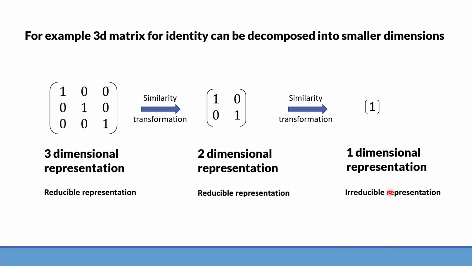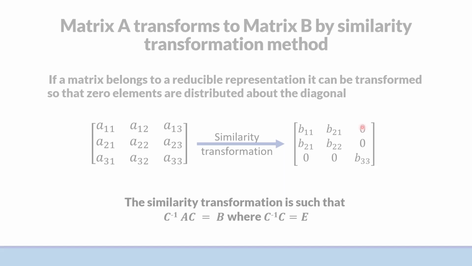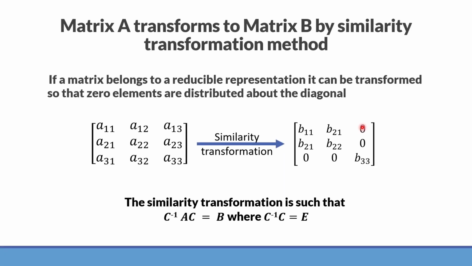So a 3D can transform into 2D and further into 1D. This kind of transformation is mathematically possible only using some techniques, and that technique is similarity transformation, as I have described. See, for example, there was a 3 by 3 matrix with 3 rows and 3 columns, and if it is possible to block diagonalize it, this is actually a 2 by 2 and a 1 unit matrix. This similarity transformation is such that C inverse A C is equal to B, and C inverse C is, of course, identity. But then these operations give a new result.